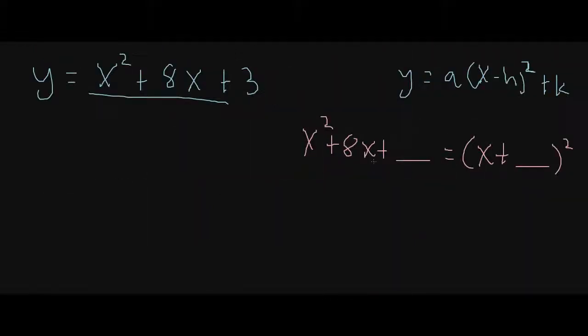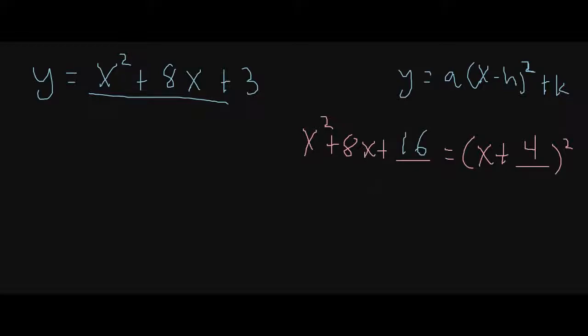So we do the same thing where we take this and divide it by 2. What's 8 divided by 2? That's going to give me the 4. And then last but not least, what do I do with the 4 to get the number that's going to go over here? Well, just like before, if you look at the other problems, we're going to get 4 times 4, and that's going to give me 16. So that's going to be the number here.